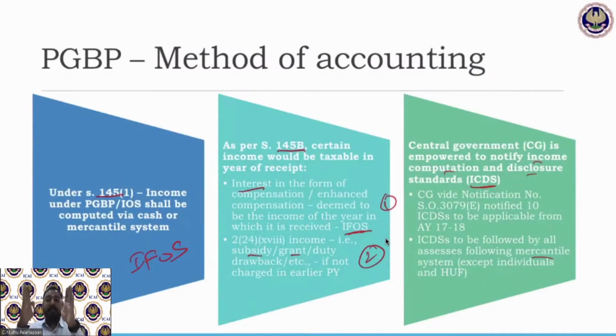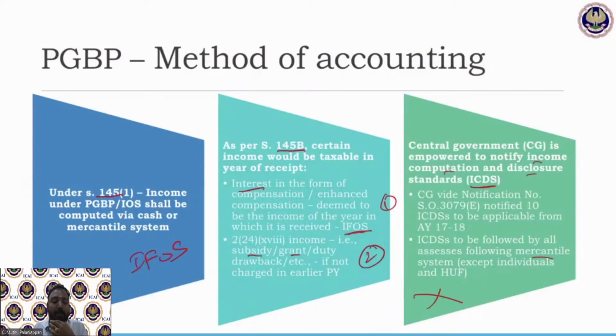But what are the 10 ICDS? What each of the 10 ICDS tells you will be studied in Final, not in Inter. So we are going to skip this here. We are just going to know that there are 10 ICDS, which is called the Income Computation and Disclosure Standard, which recommends the mercantile system of accounting for various business associates. So that is about the method of accounting.